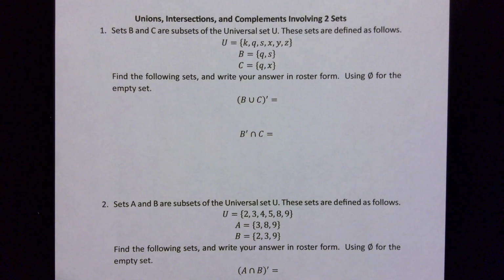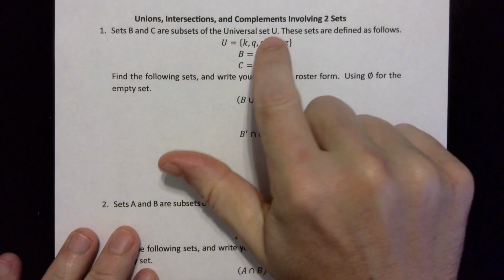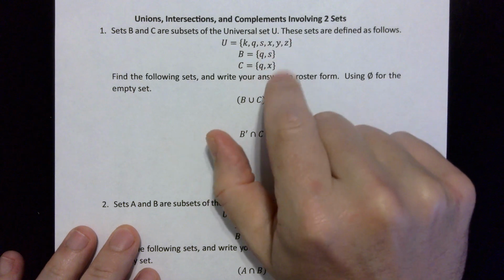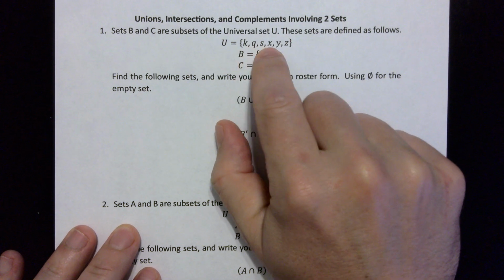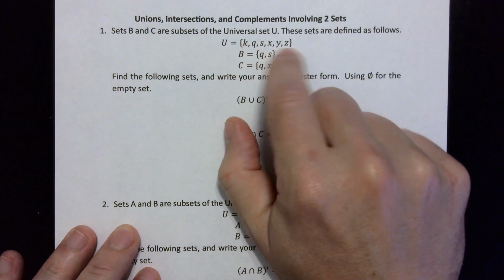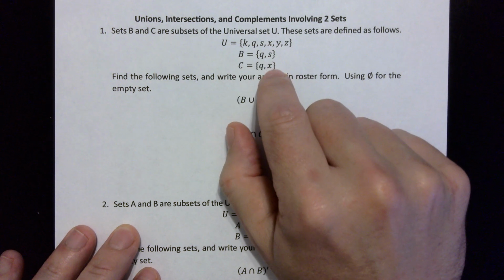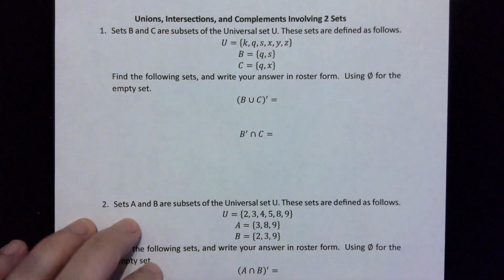In this video, we're going to be looking at unions, intersections, and complements involving two sets. The first problem says, sets B and C are subsets of the universal set U. In other words, everything that is potentially in B and C must be already contained in U. U contains all the elements that we can deal with in this problem, and B and C contain some of those elements in each one.